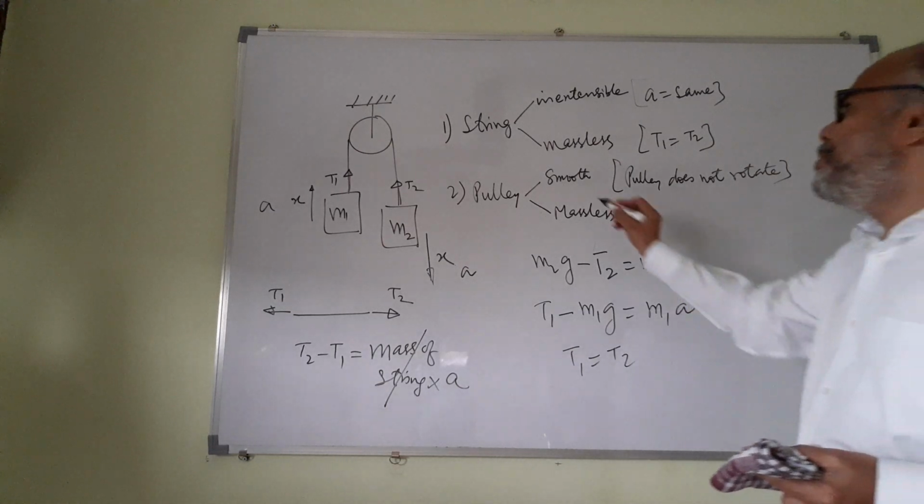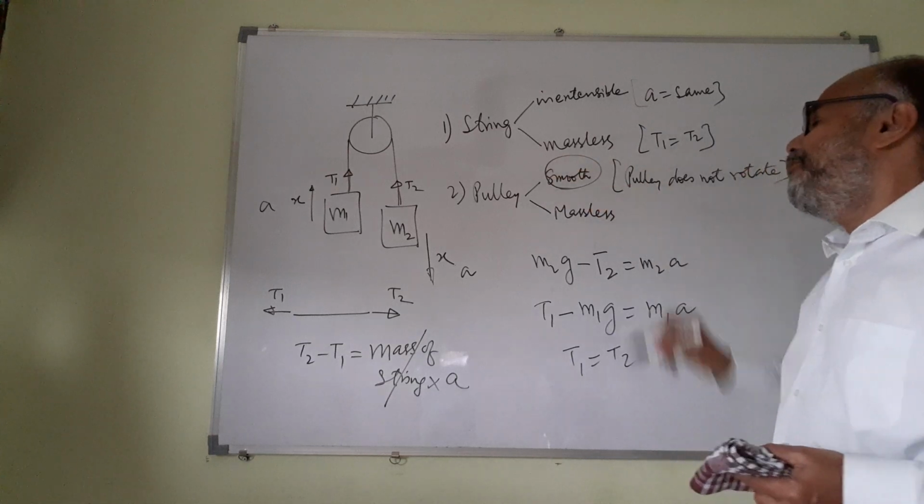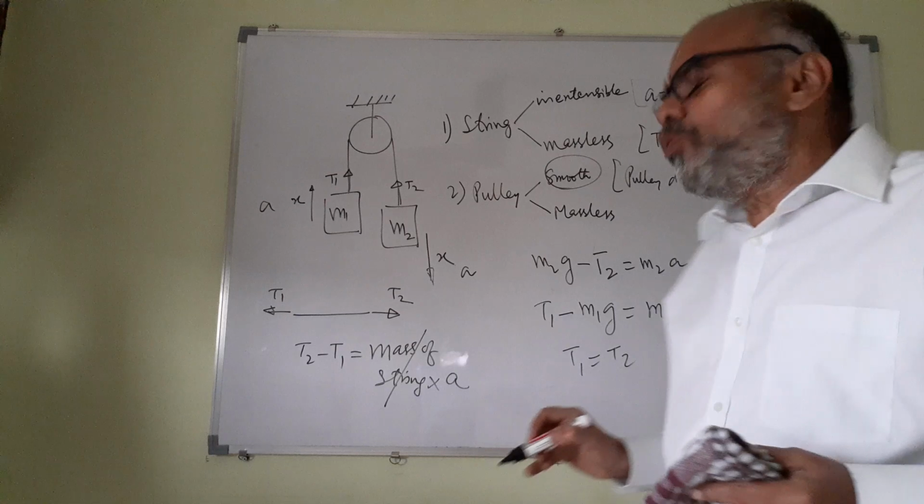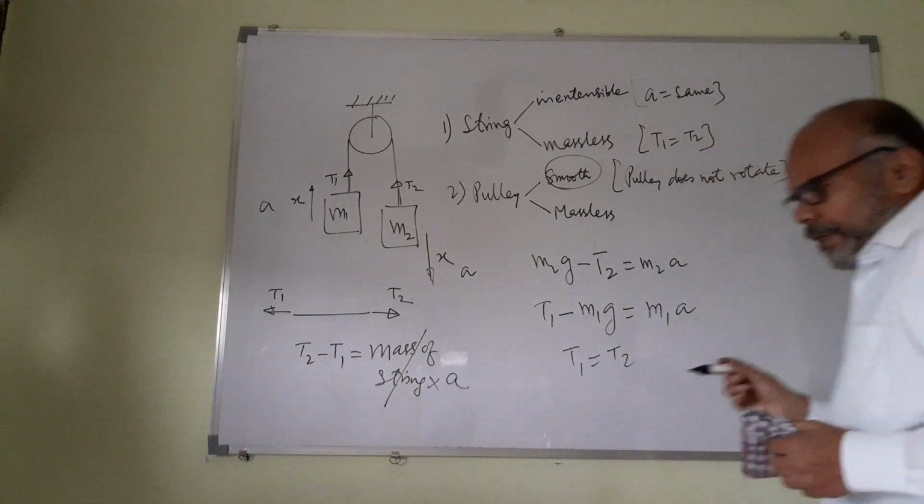Now let us say the pulley is not smooth, but it is rough. It will rotate. What rotates it? It is the force of friction. Let us see.